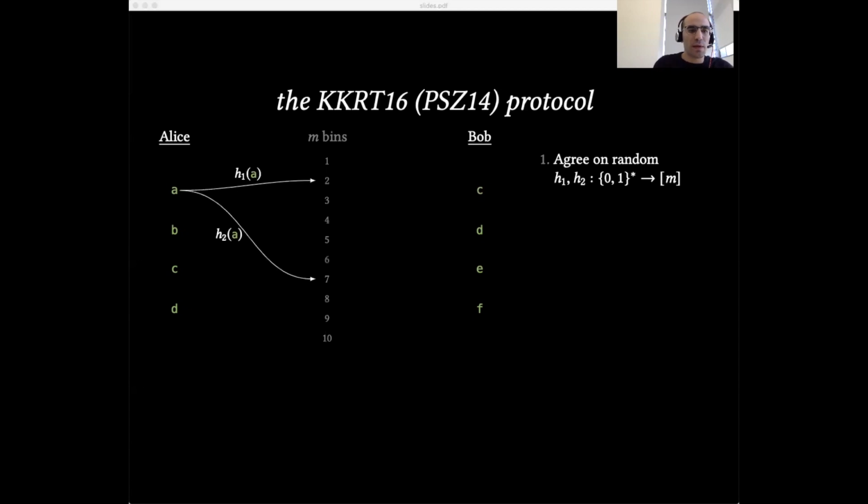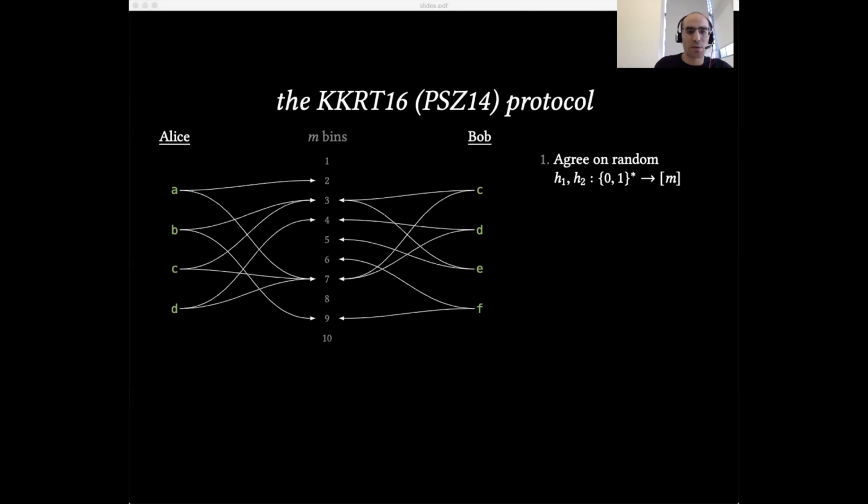So Alice associates the item A with the positions H1 of A and H2 of A, which are 2 and 7. She associates B with H1 of B and H2 of B, which are the positions 3 and 9, and so on. Bob does the same.